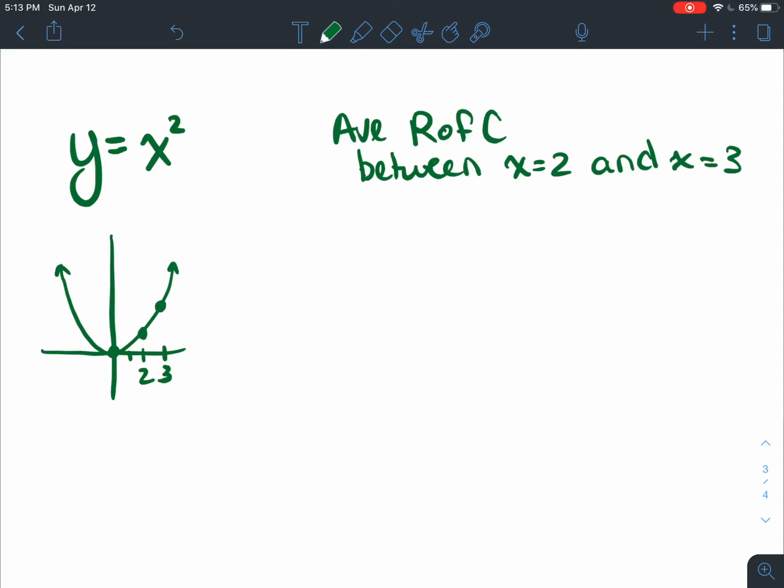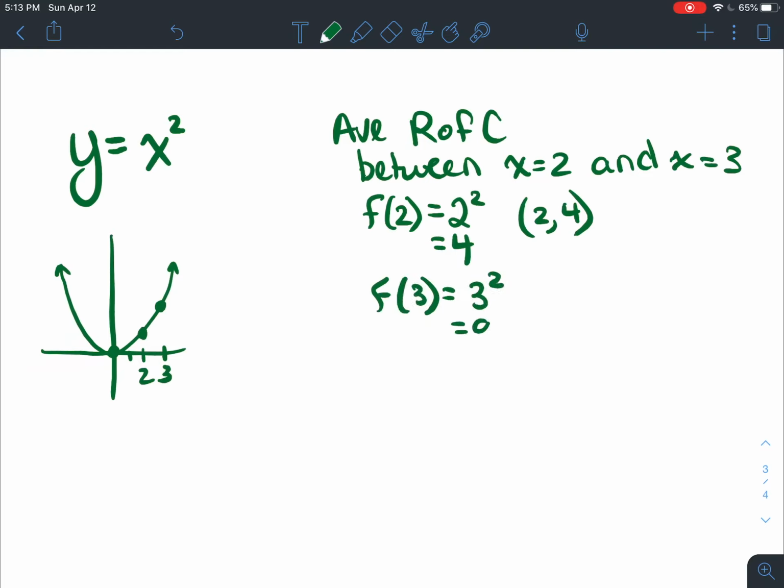All I'm going to do is figure out my Y value at those points. So Y would be equal to, you know what, I'm going to write this as f of X. So f of 2 would be equal to 2 squared, which is 4. So I know I'll have a point at 2, 4. And then if I check what f of 3 is, that's 3 squared, which is 9. So I'll also have a point at 3, 9.